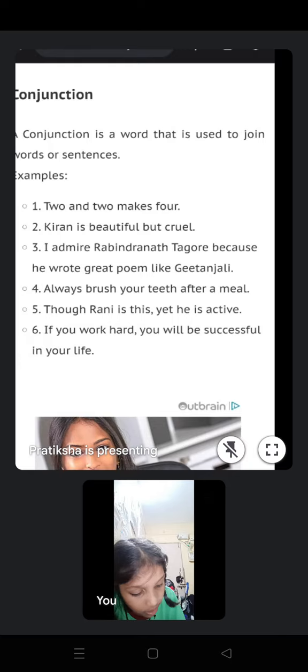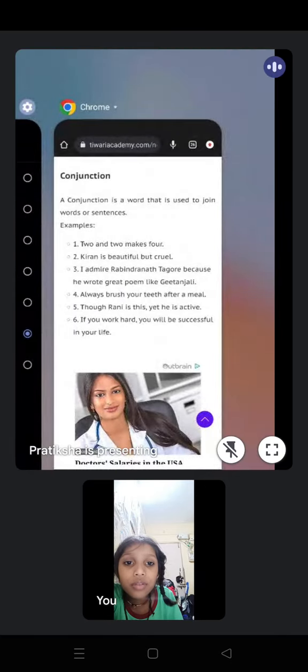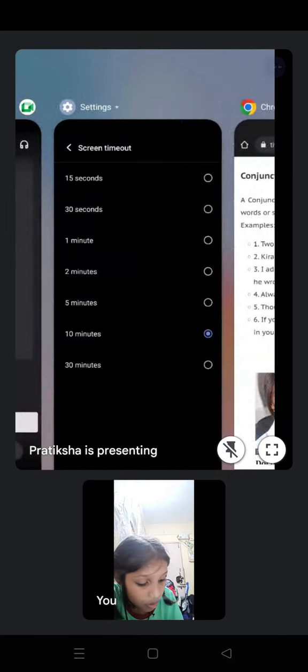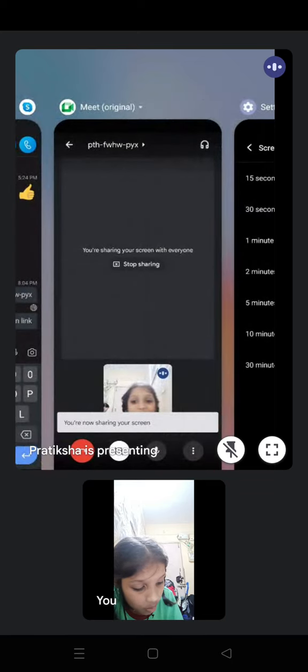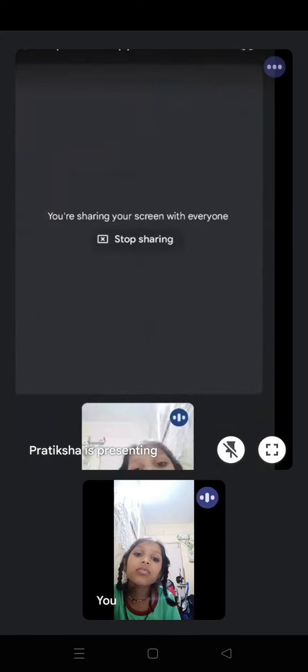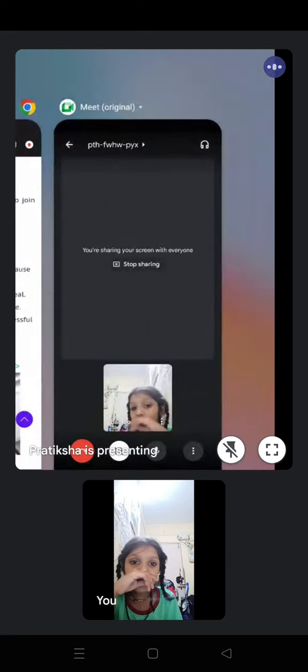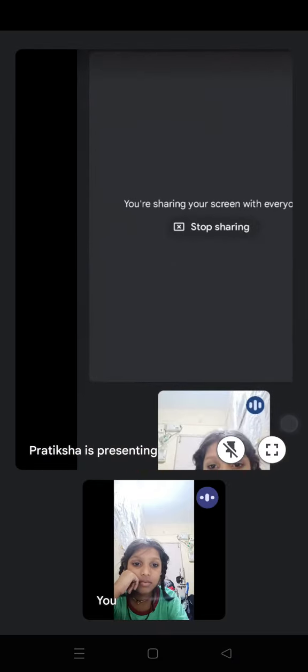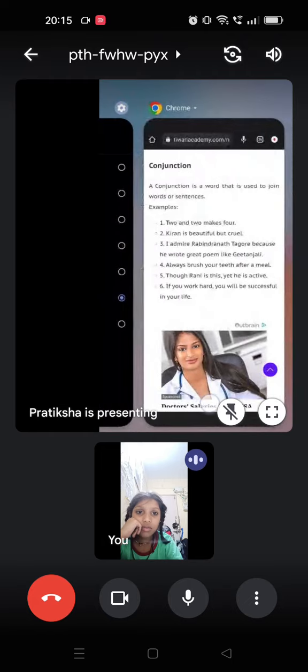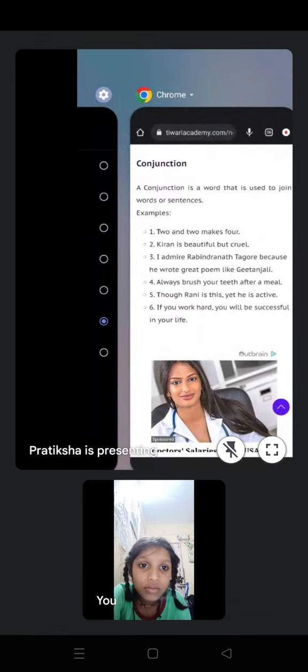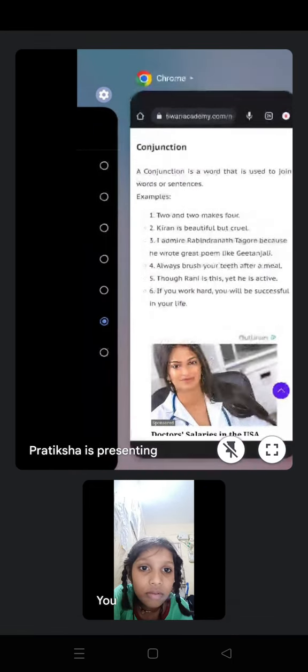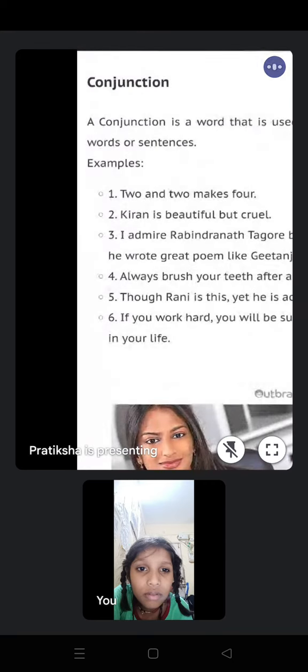Wait one second, I want to minimize the screen. What I need to do, I do. Is there any option for minimization? I don't think so. I have forgotten. Anyway, continue.